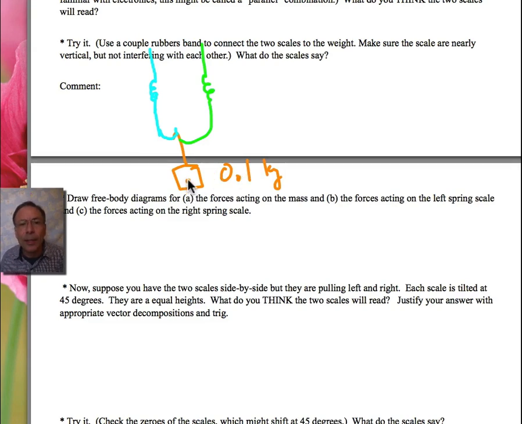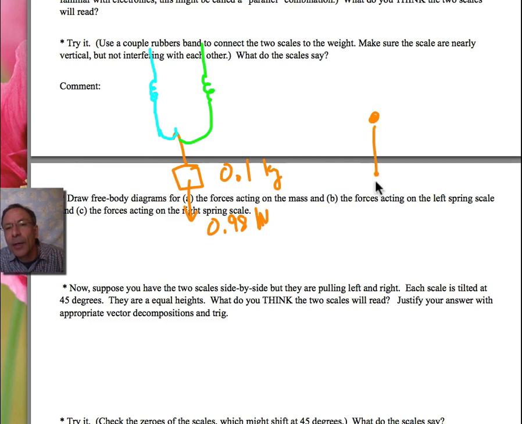So gravity is pulling down on it with 0.98 newtons. Now, if the two springs are equal in strength, what is each one going to do? Maybe the answer is obvious to you, but maybe it's not. But anyway, to get the right answer, one way to do this is to draw a free body diagram on this mass.